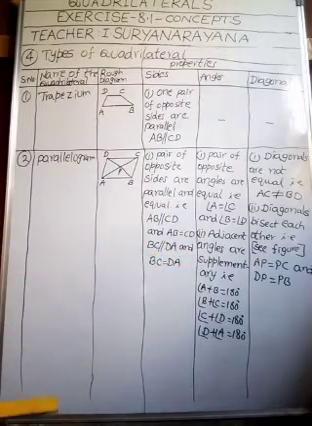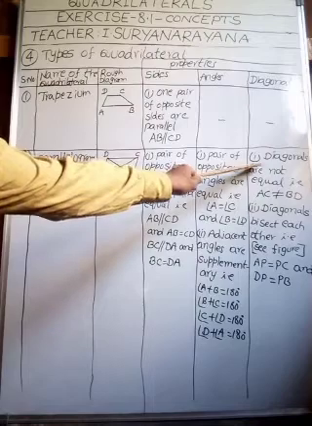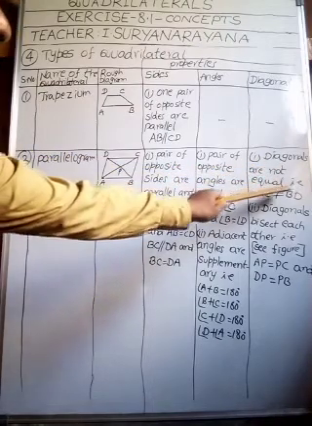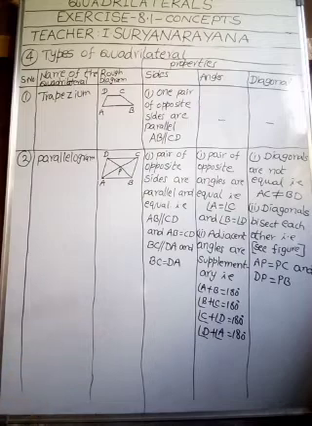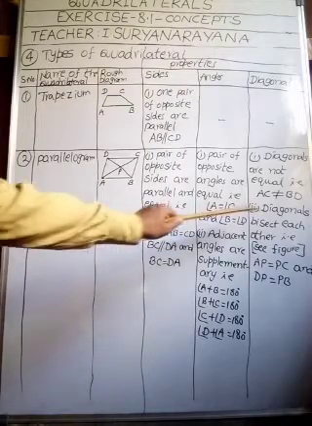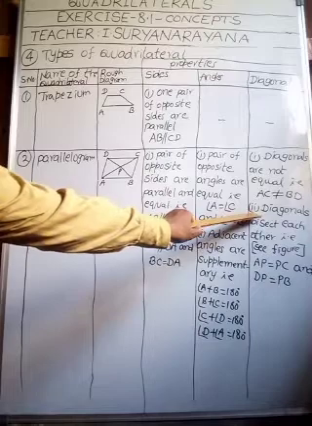Now come to the properties of diagonals of a parallelogram. Diagonals are not equal. That is, AC is not equal to BD. AC length and BD length are not equal. Is it clear, my dear children? Right. Come to the second property of diagonals of a parallelogram.